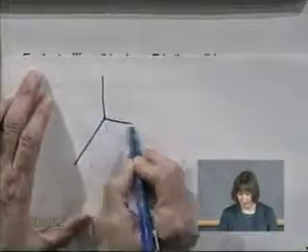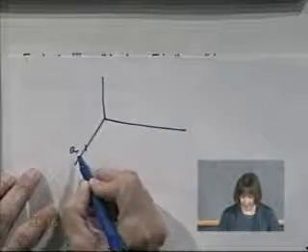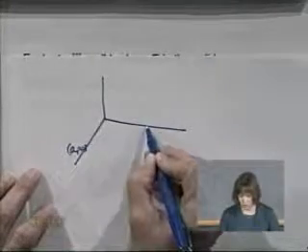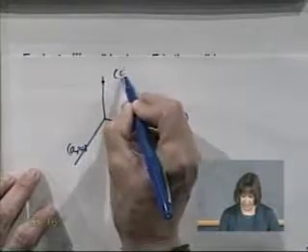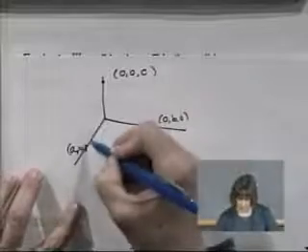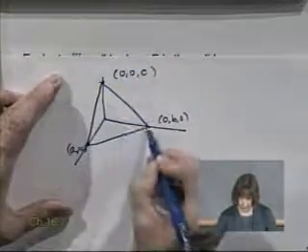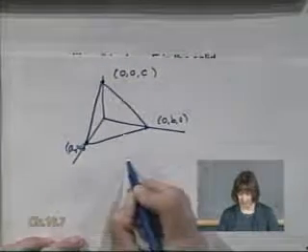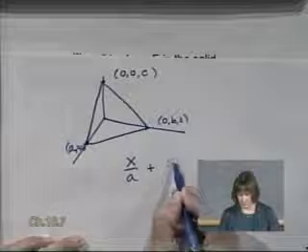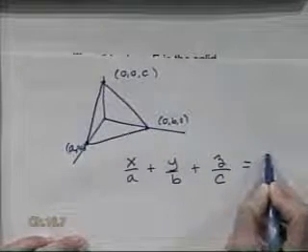If you have a plane that's crossing the x-axis at A, 0, 0, the y-axis at 0, B, 0, and the z-axis at 0, 0, C, a quick and dirty way to get the equation for your plane is as follows. Do you remember how to do this? x over A plus y over B plus z over C equals 1.